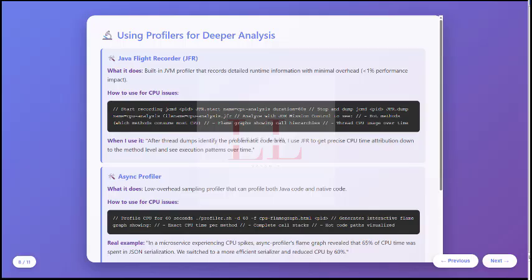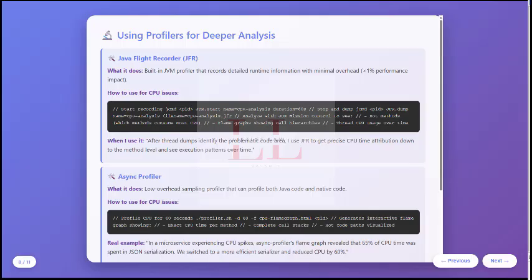So here's how I use it for CPU issues. I start a recording with jcmd process ID JFR.start with a duration of 60 seconds. Then I dump the recording and analyze it with JDK Mission Control. This shows me hot methods, which specific methods are consuming the most CPU, flame graphs showing call hierarchies, and thread CPU usage over time.